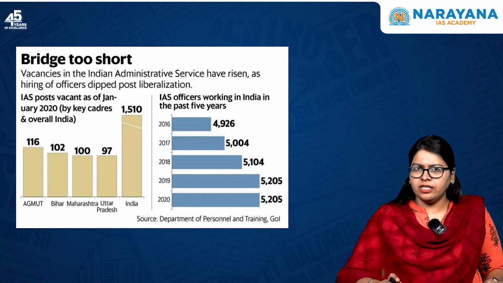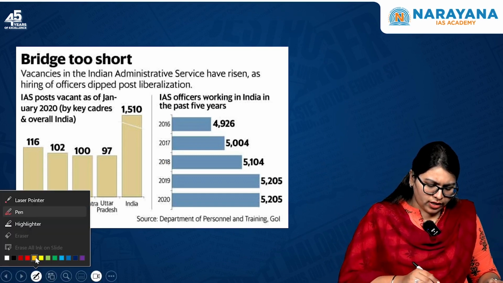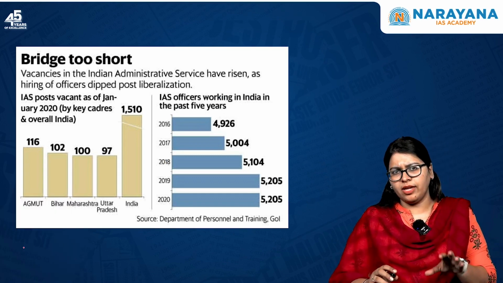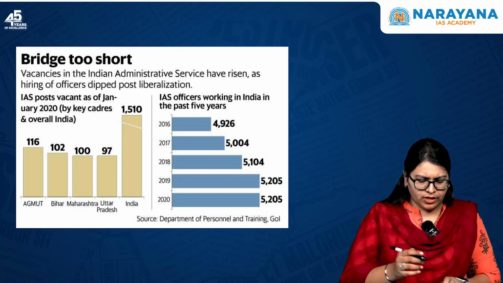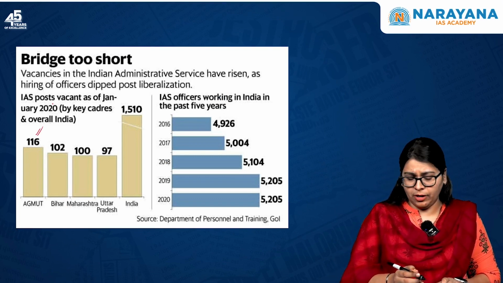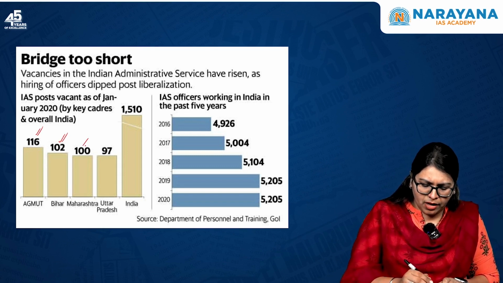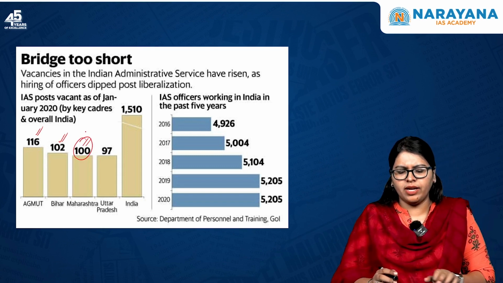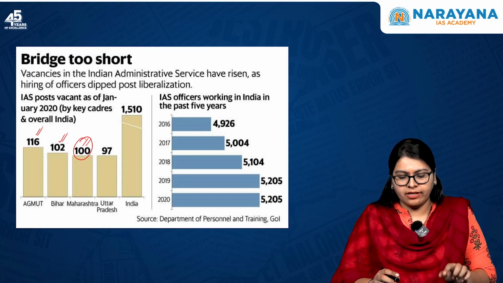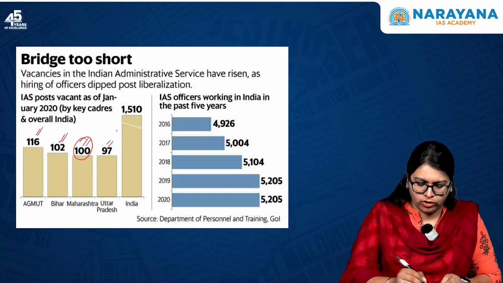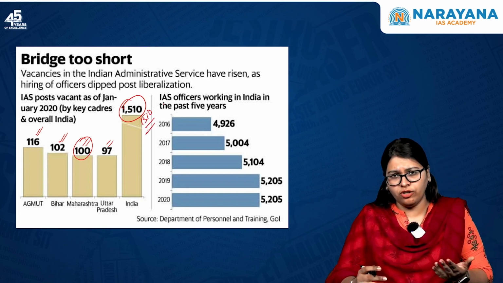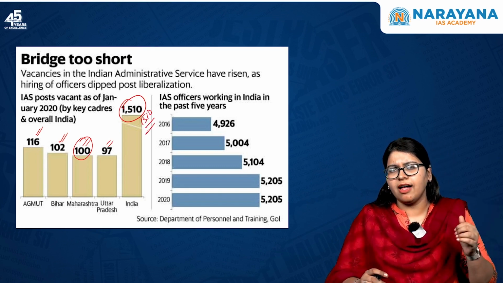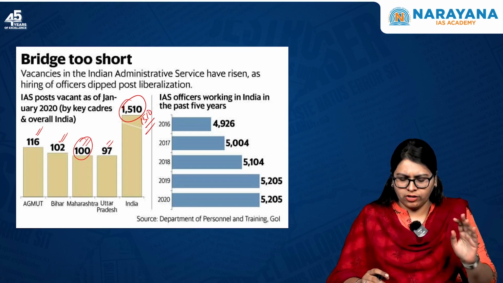Now, if you look at this image, you will see that there have been a lot of vacancies as of 2020 for the posts of these higher level officers. For example, you can see 116, then 102 in Bihar, and in Maharashtra there were 100 posts vacant as of January by key cadres and overall India. Then Uttar Pradesh 97, and overall India it was around 1500, so this is actually huge. So in order to fill these vacancies, the government had given out the lateral entry option.